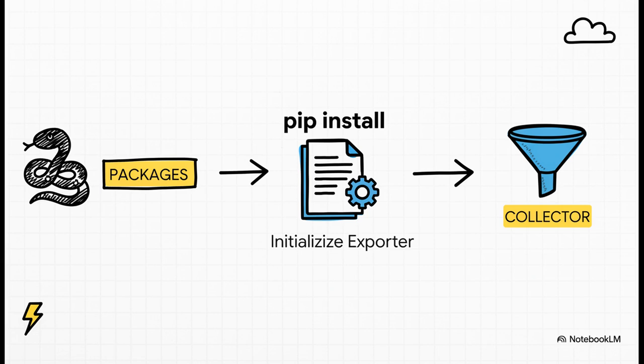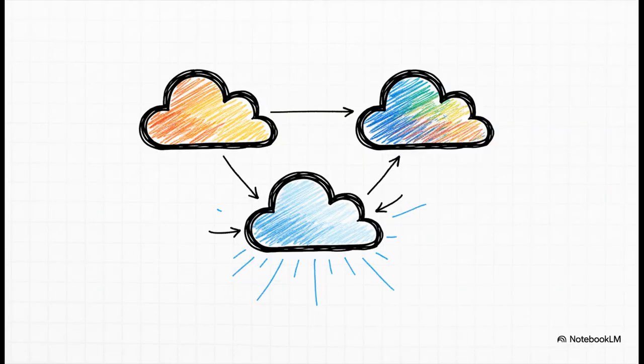It's literally just a pip install away. You pull in the packages you need, and then in your code, you just initialize the exporter and tell it where to go. It's clean, it's simple, and it slots right into how you already work. And let's round out the big 3.